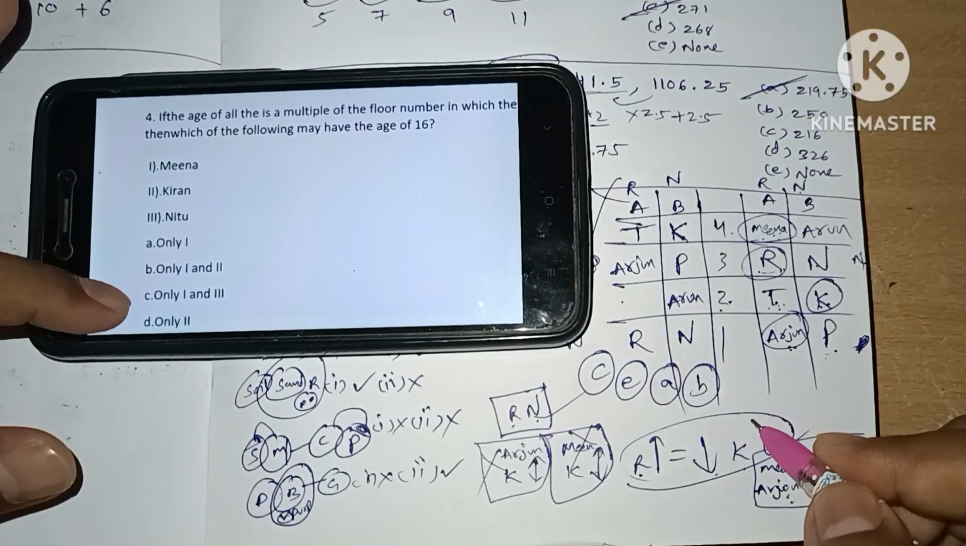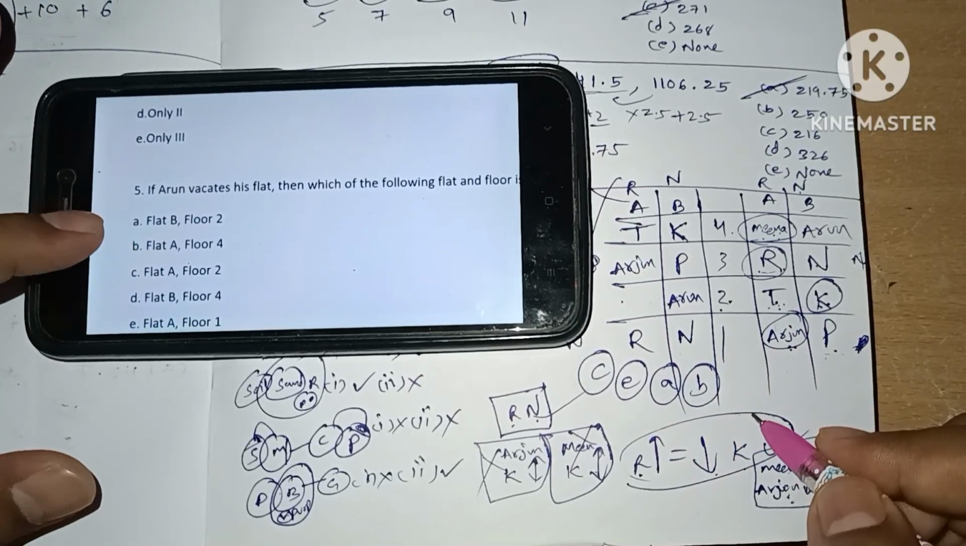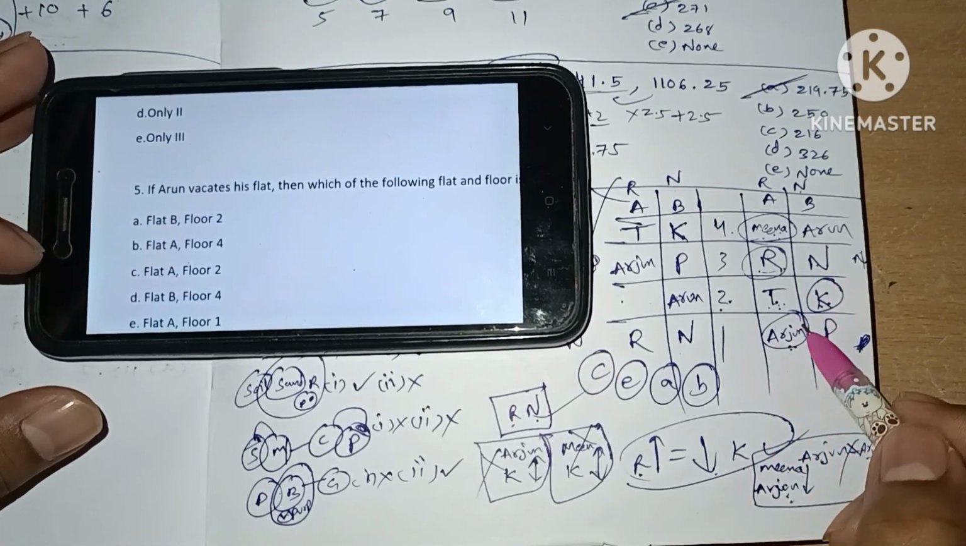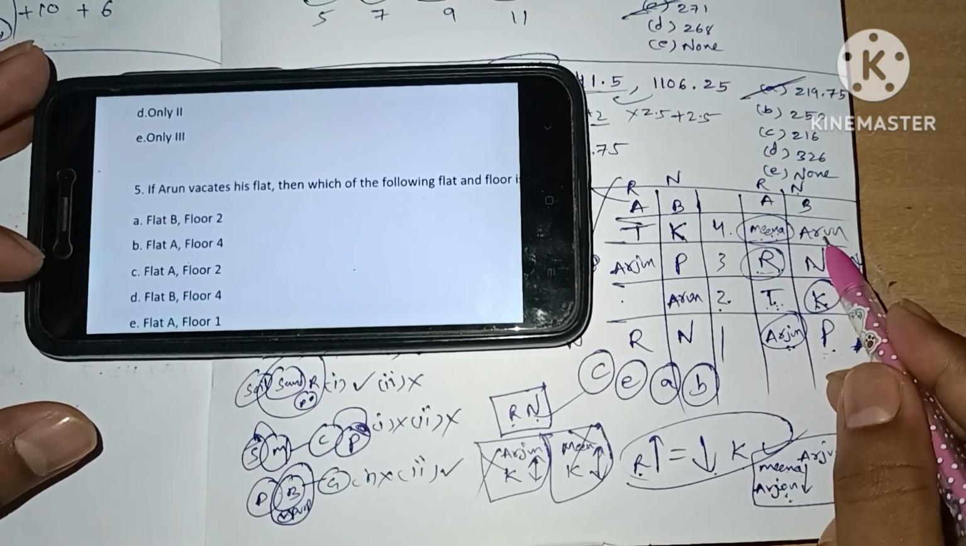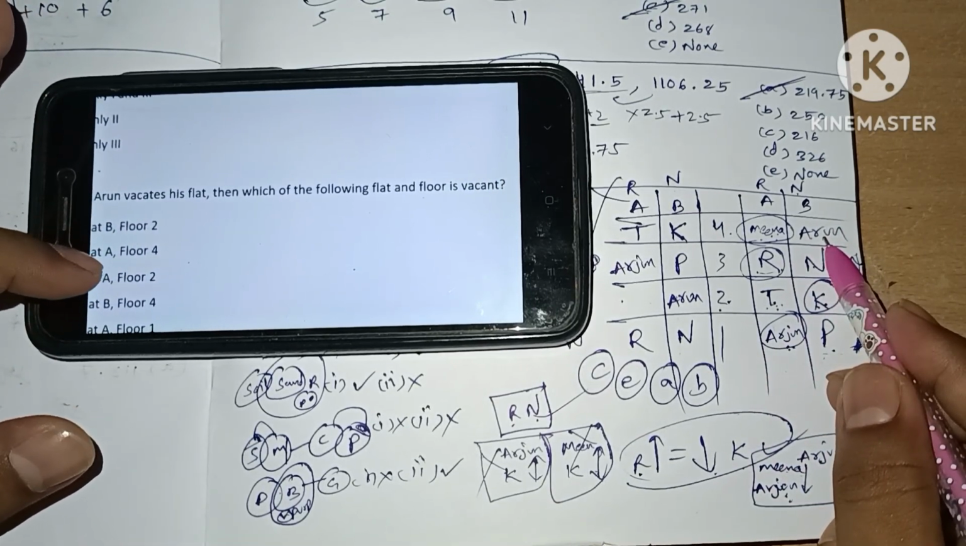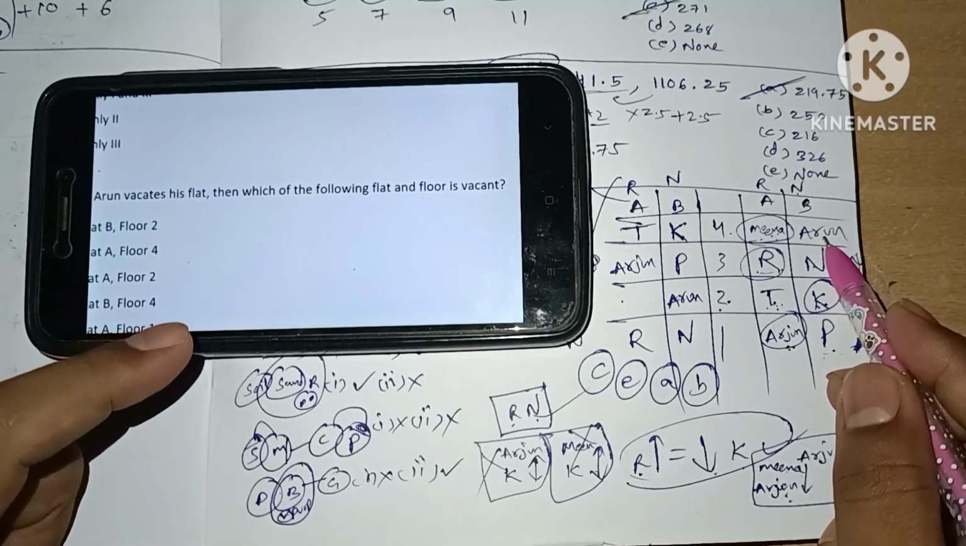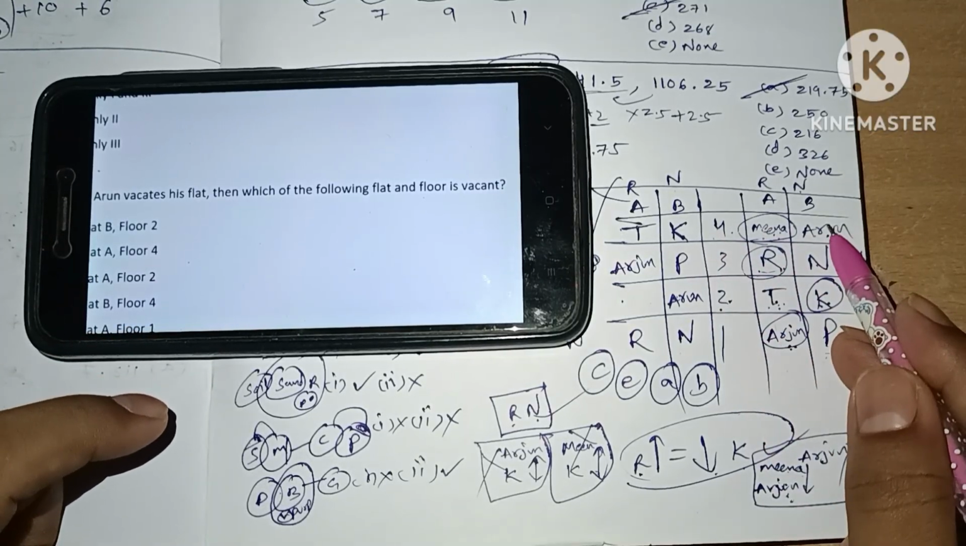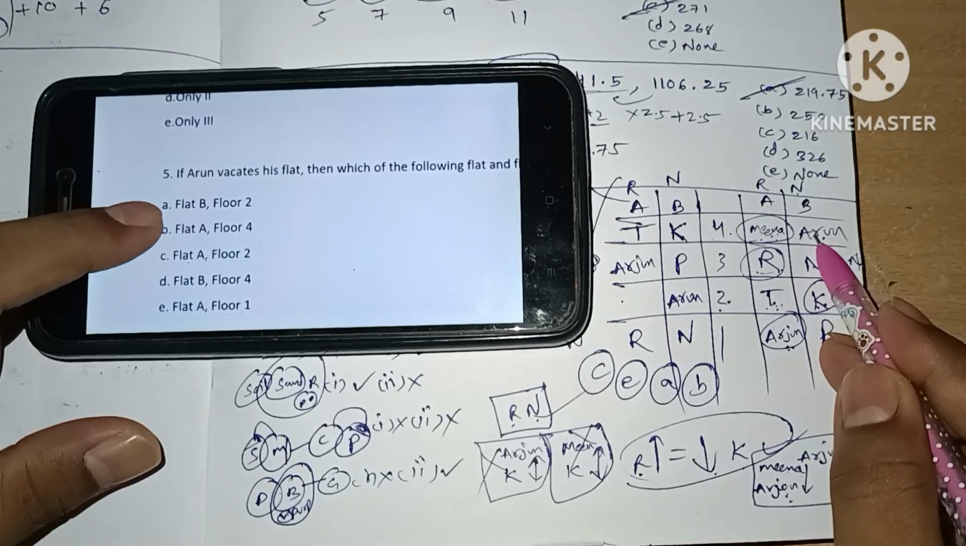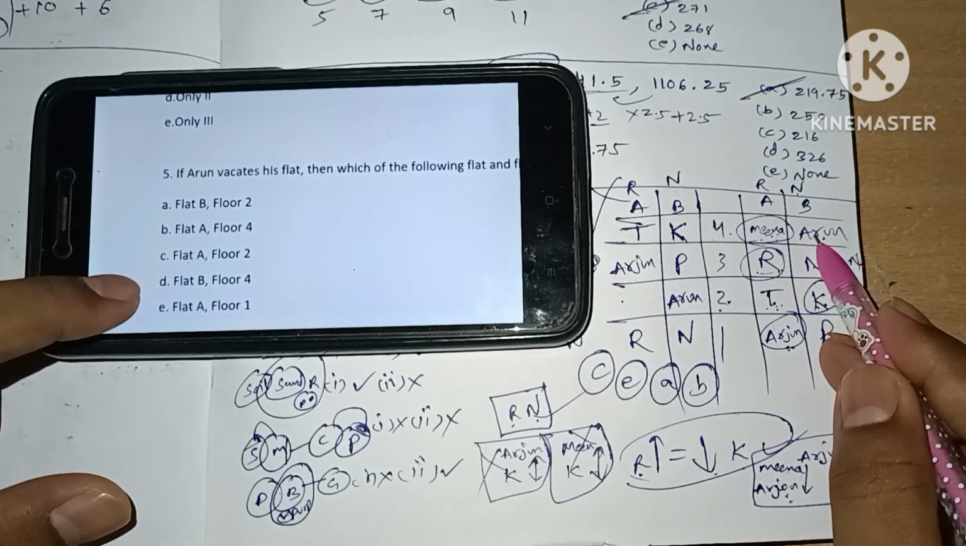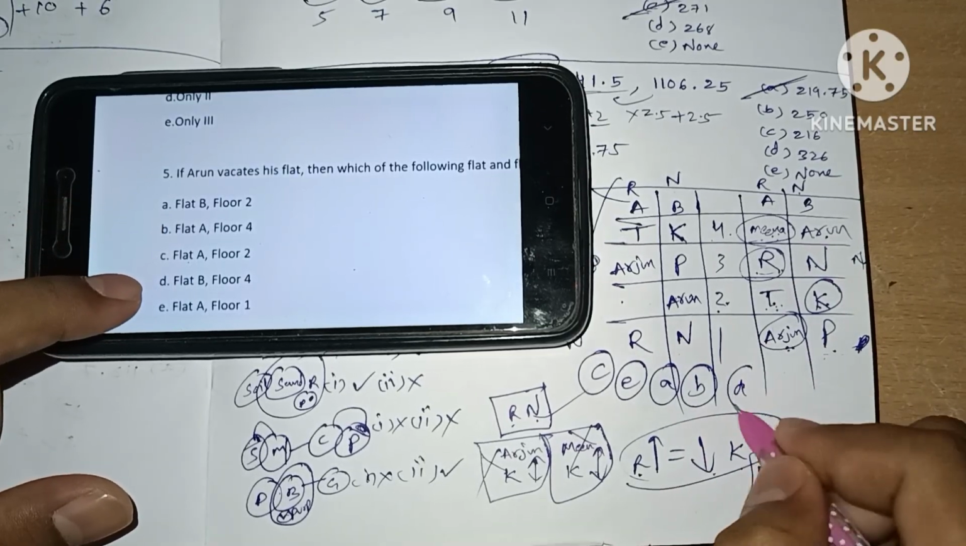Next, fifth one. If Arun vacates his flat, then which of the following flat and floor is vacant? Fourth floor, flat B. Flat B, fourth floor. Option D is our answer.